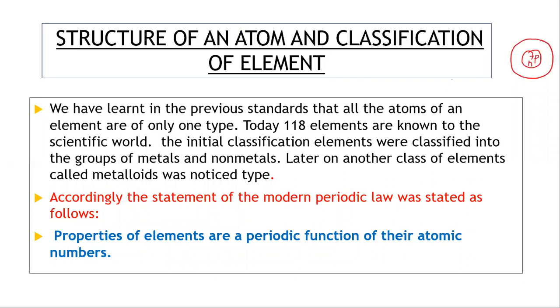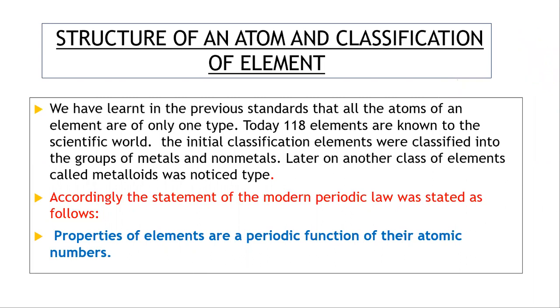For example, lithium has atomic number 3. So the arrangement of electrons is: the first shell can hold a maximum of 2 electrons, and the third electron will go to the second shell. This you all learned. So atomic number and electronic configuration are related, and this relation we can clearly see in the modern periodic table. We know that today a total of 118 elements are known.